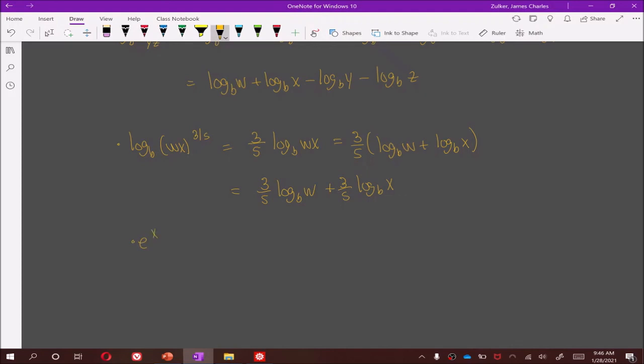If we have e to the x ln of b, we can write this as e to the ln of b to the x. And that is just simply b to the x. And finally, natural log of x over the natural log of b is just log base b of x. This is the change of base formula.